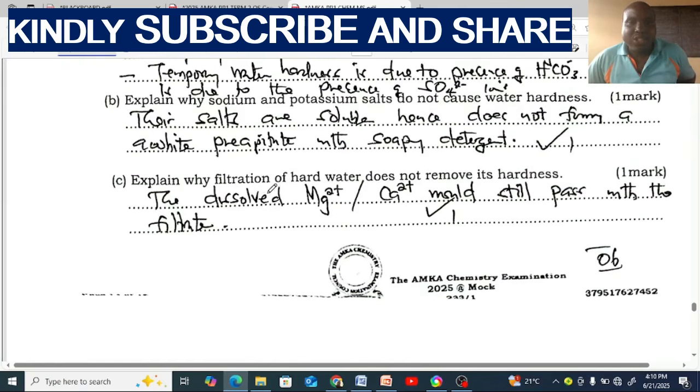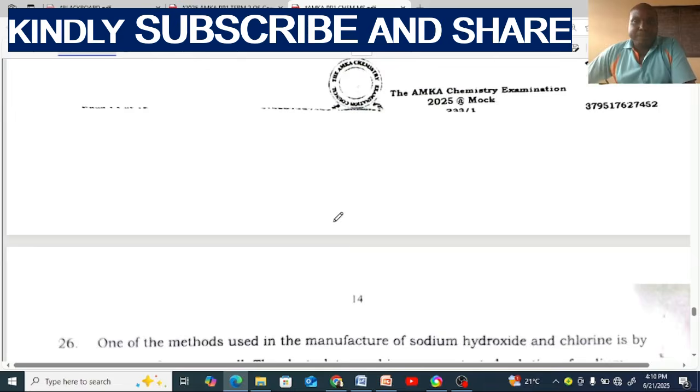Explain why filtration of hard water does not remove its hardness. The ions are dissolved in the water, so the filter cannot stop the dissolved ions from passing through. So the dissolved magnesium and calcium ions still pass through the filter because they are dissolved.